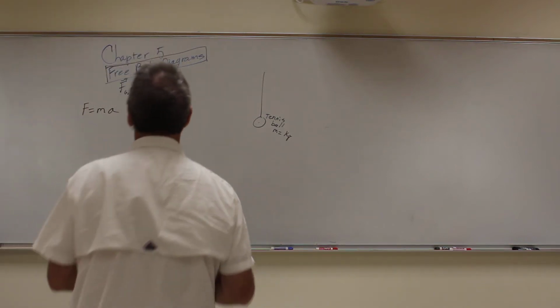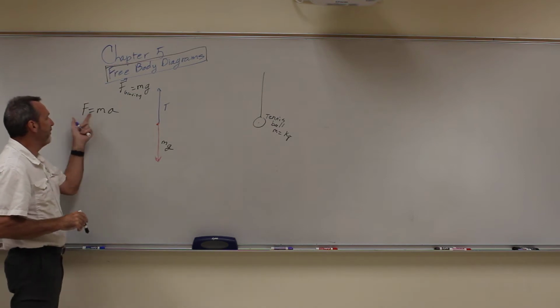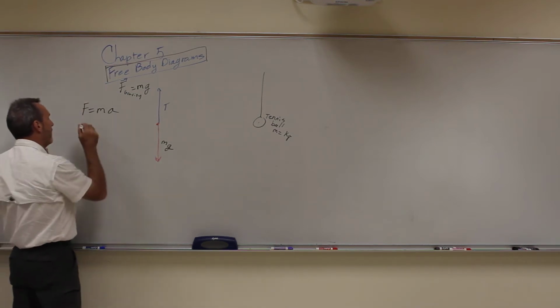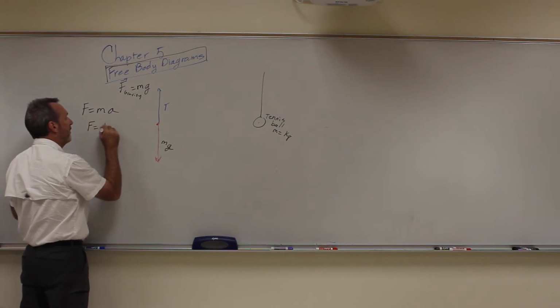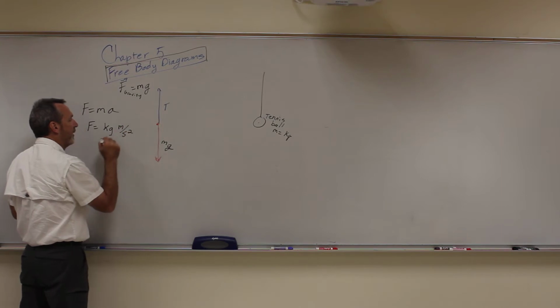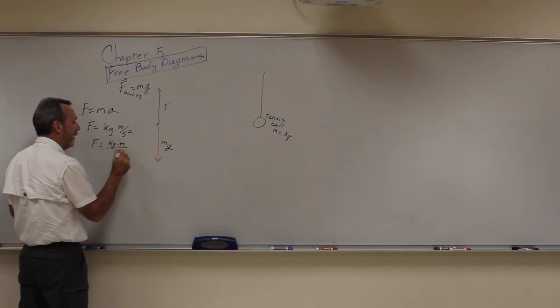All right, so we're talking about Chapter 5, free body diagrams. This is part 2. So force is equal to mass times acceleration. So what units is force? Well, we can figure out the units. This is equal to the kilogram. Remember, acceleration is a meter per second squared. So the force is actually a kilogram meter per second squared.